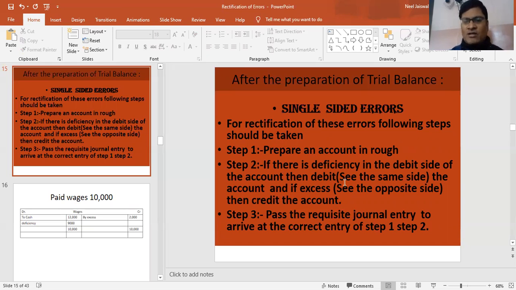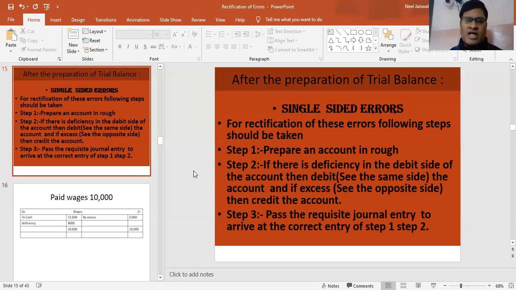In this case, the account has a debit balance, remember it, like wages, assets, etc. That means if there is an excess, we will see the opposite side of the debit balance account, and credit it. If there is a deficiency, then in the debit balance account, we will further debit it. Pass the requisite journal entry to arrive at the correct entry of step 1 and 2.